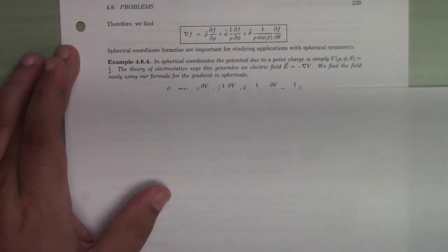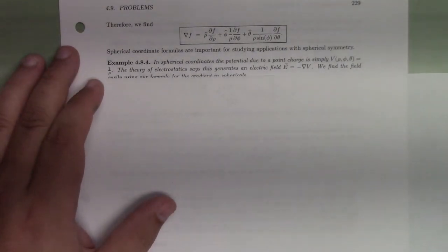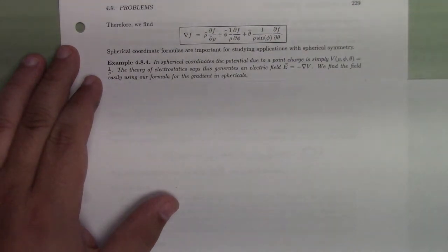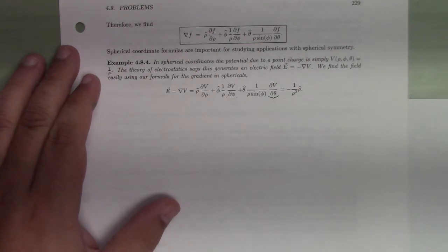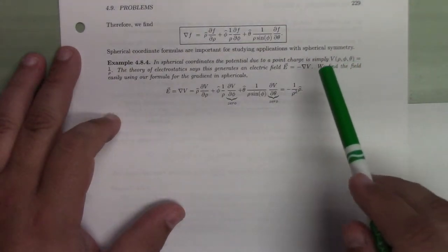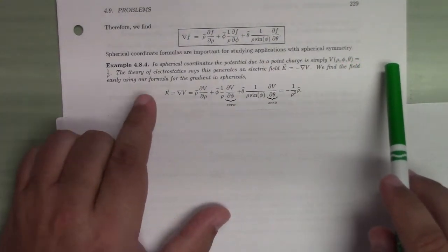And here's an example. So if you wanted to calculate the gradient of the point charge, which has the voltage is 1 over rho, well, electrostatics says that the electric field is minus the gradient of the voltage. So if we do that in spherical, it's really easy. So we're calculating the gradient of V, but here V is 1 over rho, right?